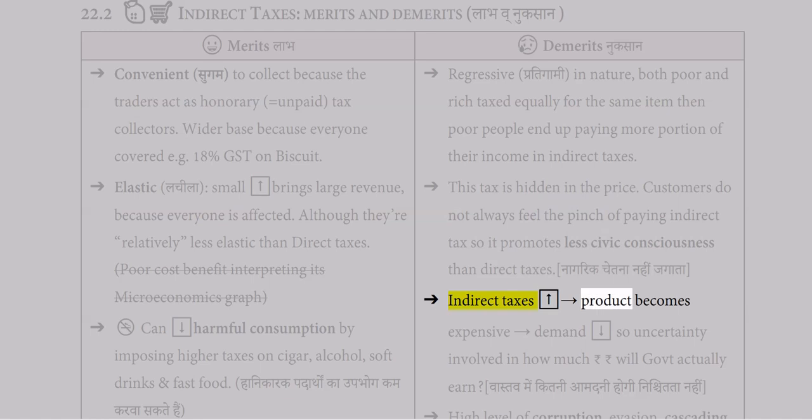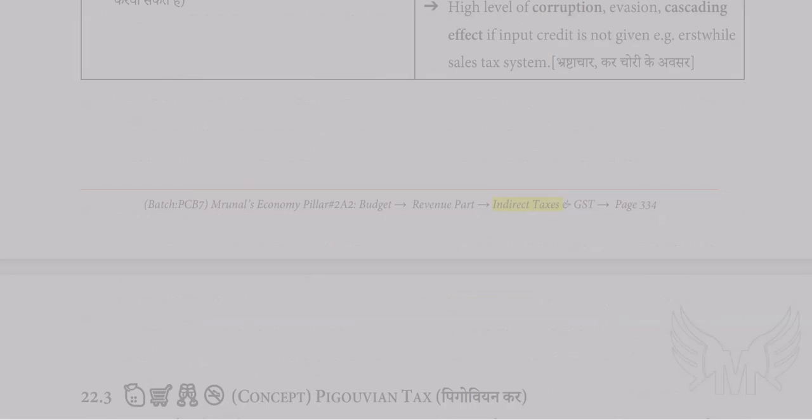Indirect taxes up, product becomes expensive, demand down, so there is uncertainty involved in how much the government will actually earn. High level of corruption, evasion, and cascading effect if input credit is not given, e.g. the erstwhile sales tax system.